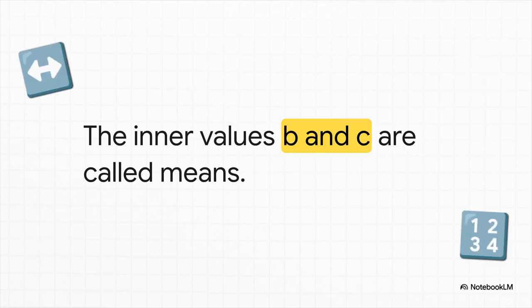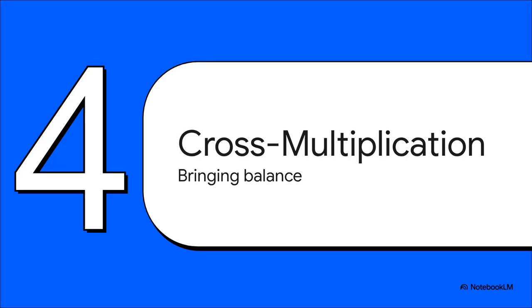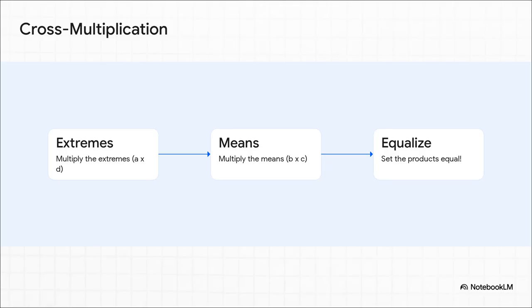Next up, we have our inner numbers. Our B is the second proportional and C is the third proportional. Because they sit right in the middle of our list, they are known as the means. Section 4, the cross-multiplication magic, bringing the balance to life. Now, what's really interesting about this slide is that this is where we get to the most powerful tool in the whole lesson. Watch this.